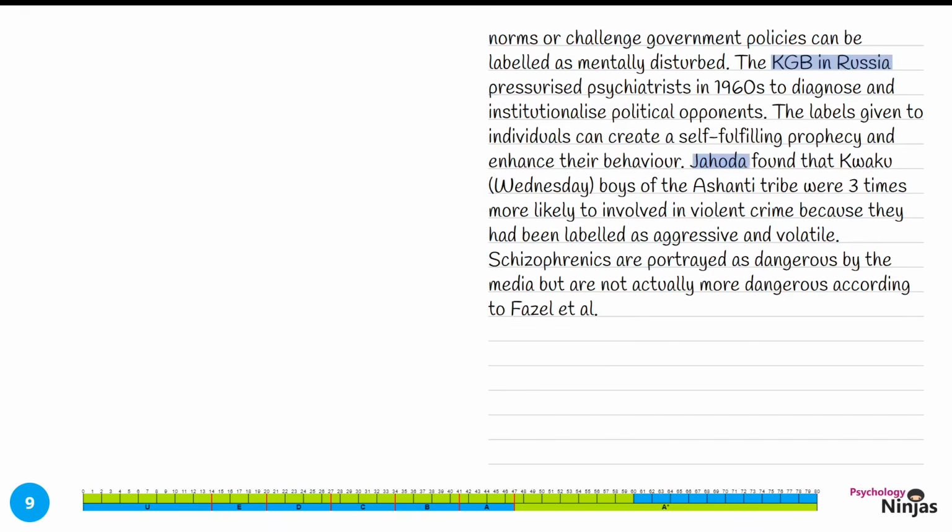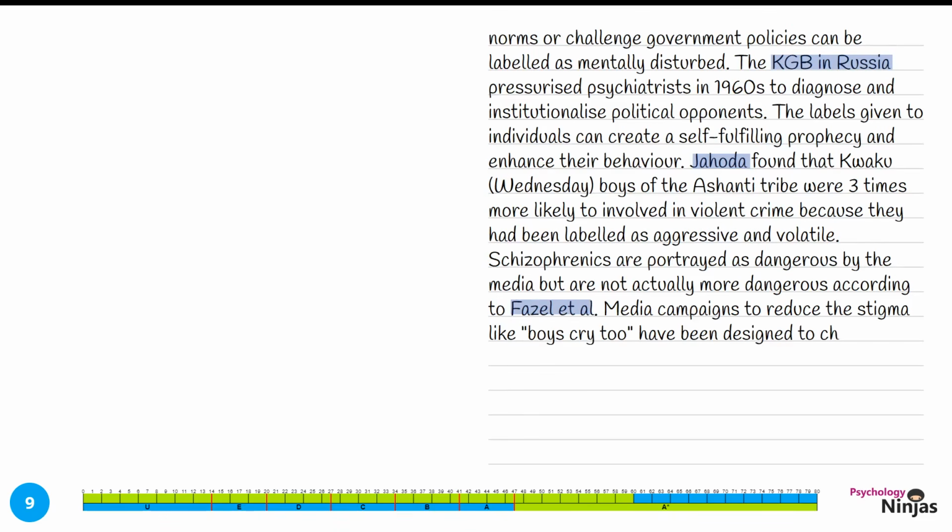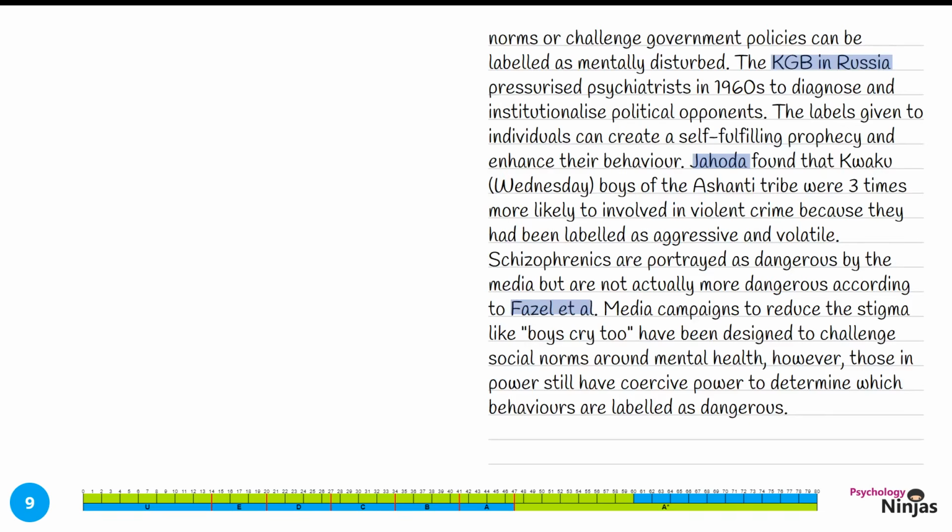We've given findings from 2 different pieces of research here, from criminal and clinical psychology, in order to illustrate how labelling might be a self-fulfilling prophecy that is a negative connotation and a negative use of psychological knowledge. We're then going to form a final judgment about the role of labelling. Media campaigns to reduce stigma, like Boys Cry Too, have been designed to challenge social norms around mental health. However, those in power still have coercive power to determine which behaviours are labelled as dangerous.